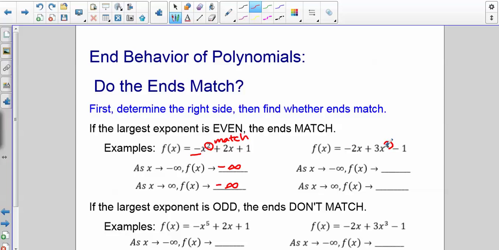In the next example, again, I have a largest exponent that's even. It's right here. And that means 3 is my leading coefficient. So my ends are going to match. My leading coefficient's positive, telling me that the right side is going to positive infinity. So as x goes to infinity, the y is going to infinity. And because my ends match, that means that the left side is also going to positive infinity.